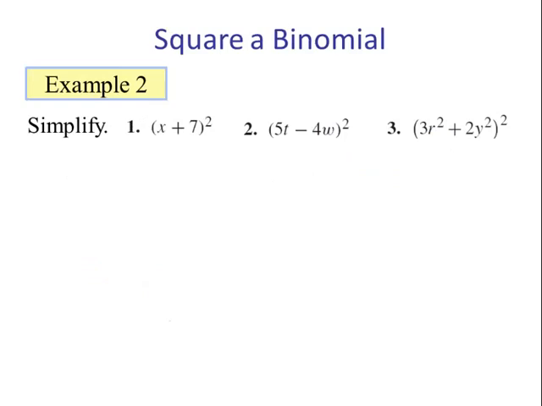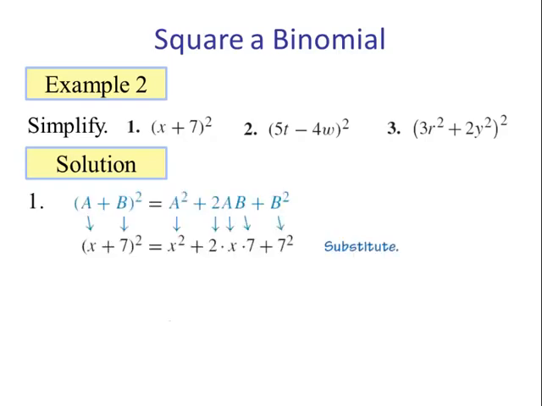Number 1, (x + 7) squared. Number 2, (5t - 4w) squared. Number 3, (3r squared + 2y squared) squared. Let's do the easiest one first. Number 1, x plus 7. We can think of x as a, and b is 7.